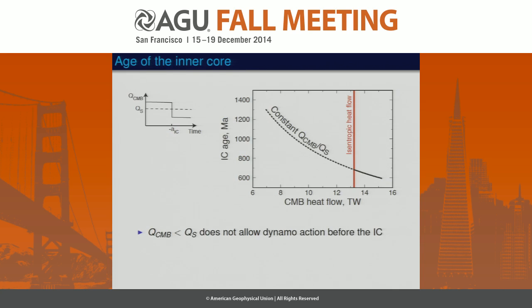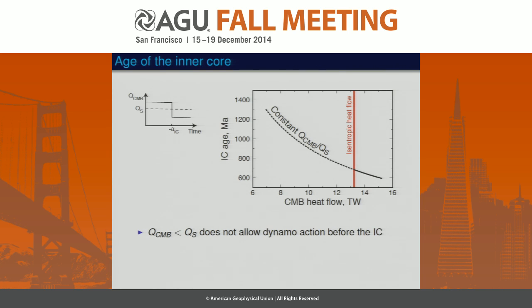So we can then compute the age of the core for different values of the CMB heat flow. And in this first calculation, I assume the heat flow at the CMB to be a constant ratio to the heat flow along the isentropic gradient, the isentropic CMB heat flow. So all this dashed line here is for sub-isentropic CMB heat flow, which is again possible for the time when there is a core. But of course, it is not possible to have that before the core.